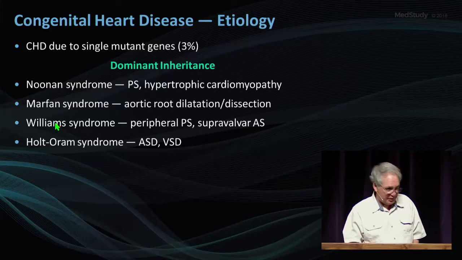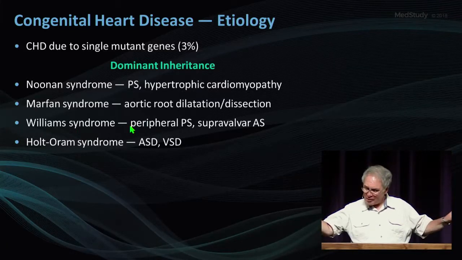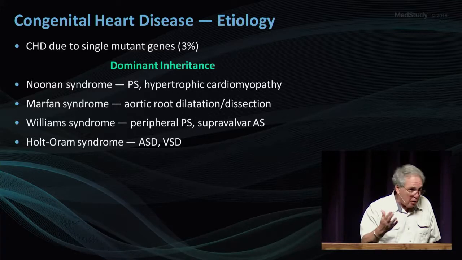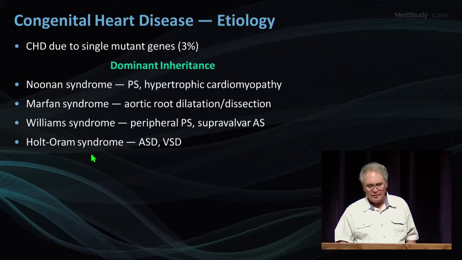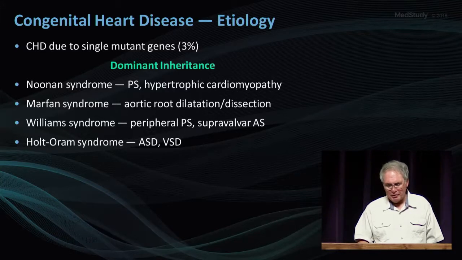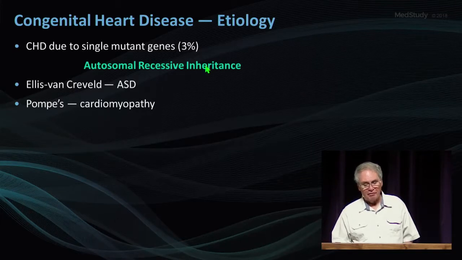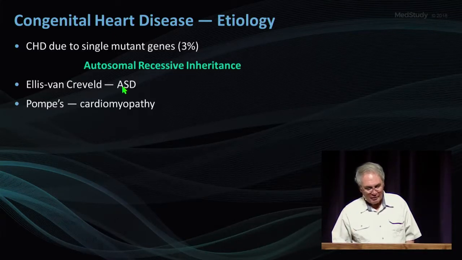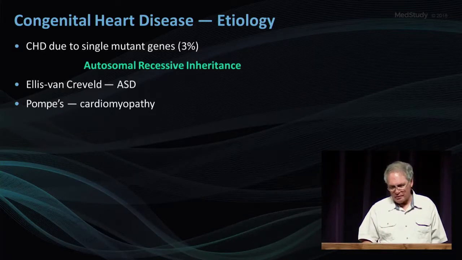A mutation of the elastin gene is responsible for Williams syndrome. It's associated with developmental delay, elfin facies, peripheral pulmonic stenosis, and supravalvular aortic stenosis. Again, these associations, you probably do know them already, but you kind of have to have them in the back of your mind for the exam. Holt-Oram syndrome, limb abnormalities, atrial septal defect, and ventricular septal defect. So single mutant genes, dominant inheritance. And here's a couple that are autosomal recessive inherited. Ellis-van Creveld, I've seen one case in my life, therefore it'll be on your board, okay? Atrial septal defect, Pompe's disease, and cardiomyopathy. Just giving you an idea what the causes of congenital heart disease are.